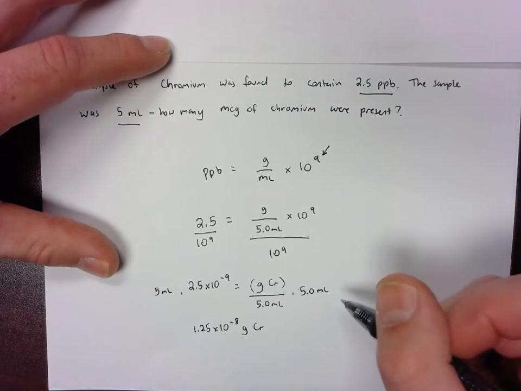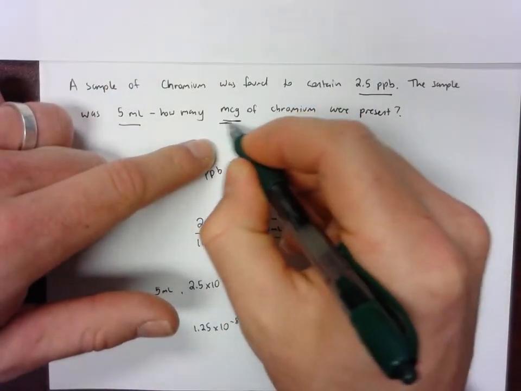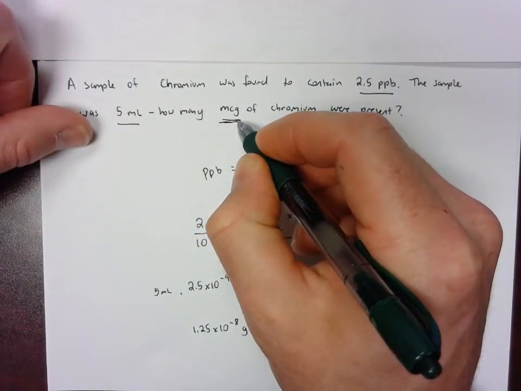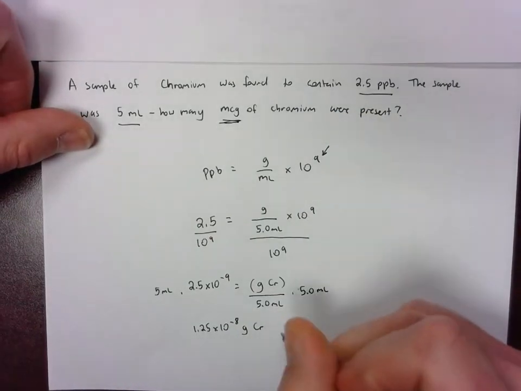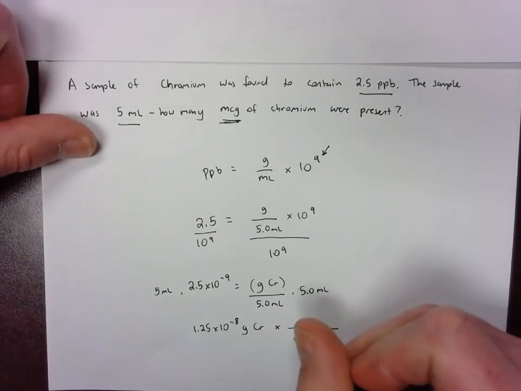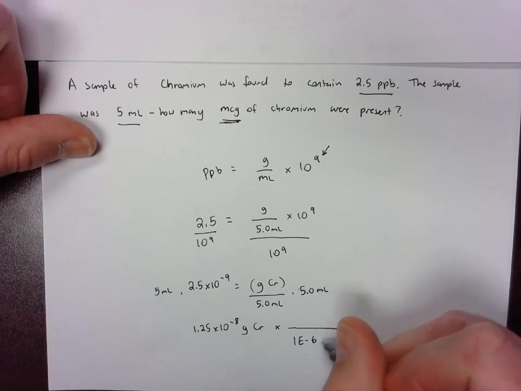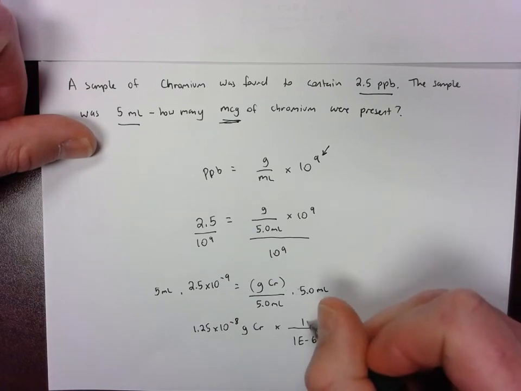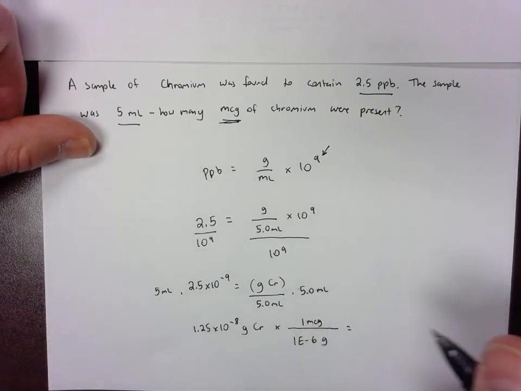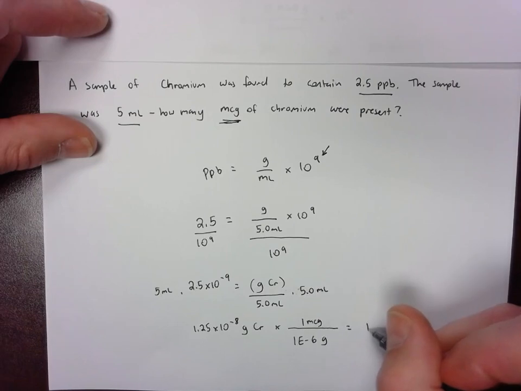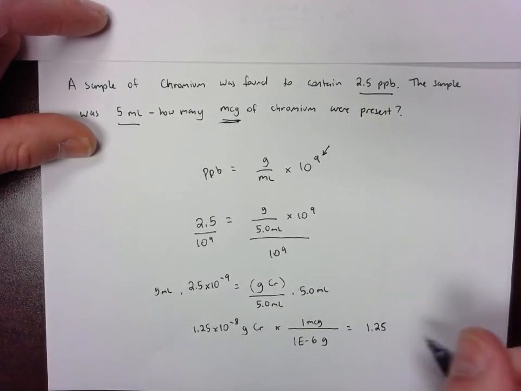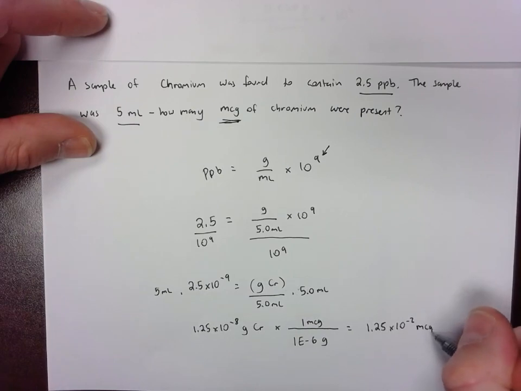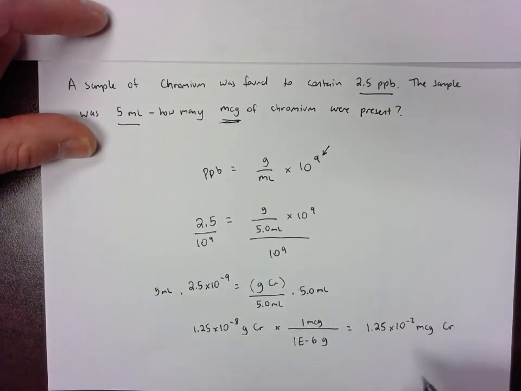of chromium. But the question, remember, is not asking me grams, it's asking me micrograms. So now I need to convert this into micrograms. Remember the prefix, or the exponent for this is going to be -6. And then when you do that, you should get 1.25 times 10 to the -2 micrograms of chromium.